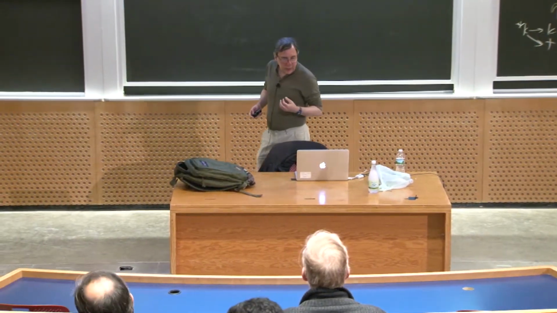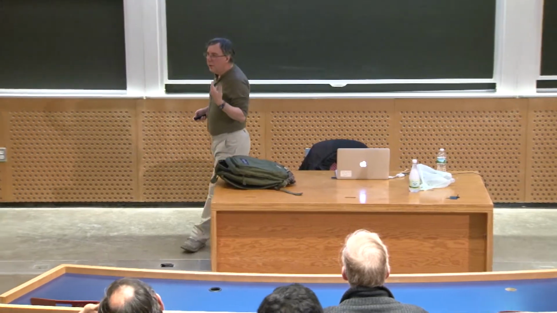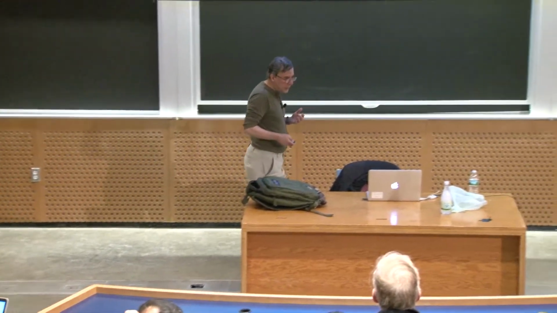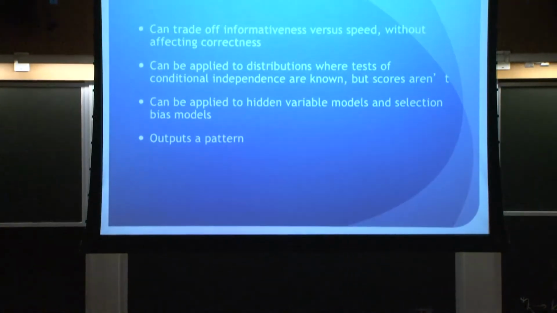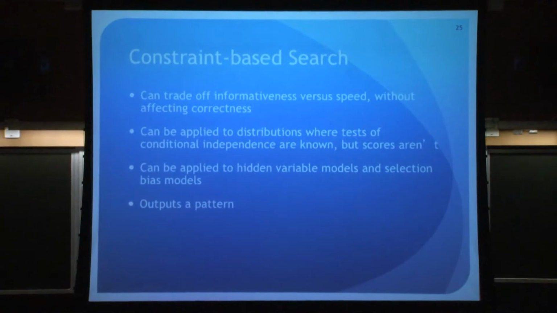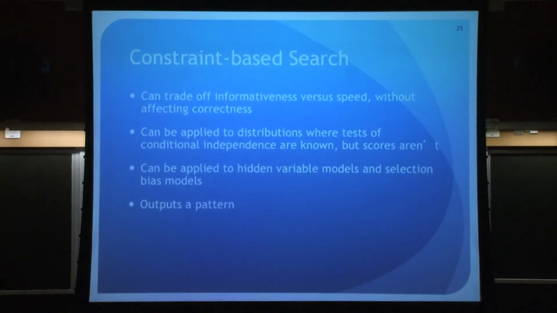So some of the advantages of doing a constraint-based search are that you can trade off informativeness versus speed. So if you have less time, then you can get output which gives you less identifiable effects, but of the ones that it identifies will still be correct. It can be applied to any distributions where you can do conditional independence tests, and have been developed recently a number of tests which are, at least theoretically, quite general, non-parametric tests, although they are often slow and require large sample sizes. And it can easily be extended to work with hidden variables and selection bias.